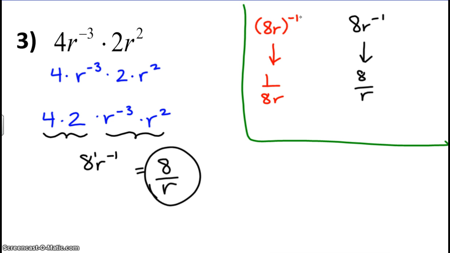Notice the difference in the way that these two problems are written. Parentheses means everything inside gets the exponent. No parentheses means just what I'm next to. This is the exponent that it belongs to. Okay, this is very crucial.